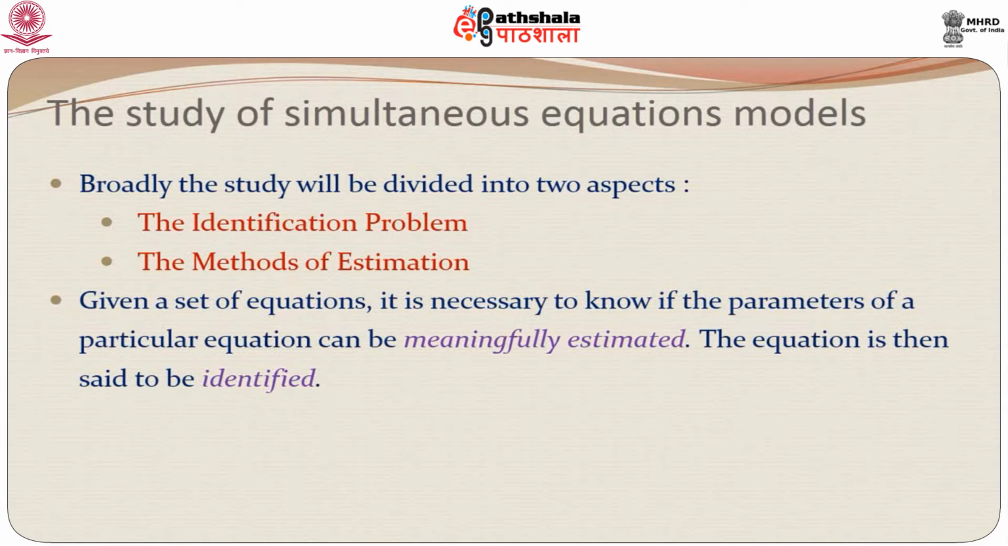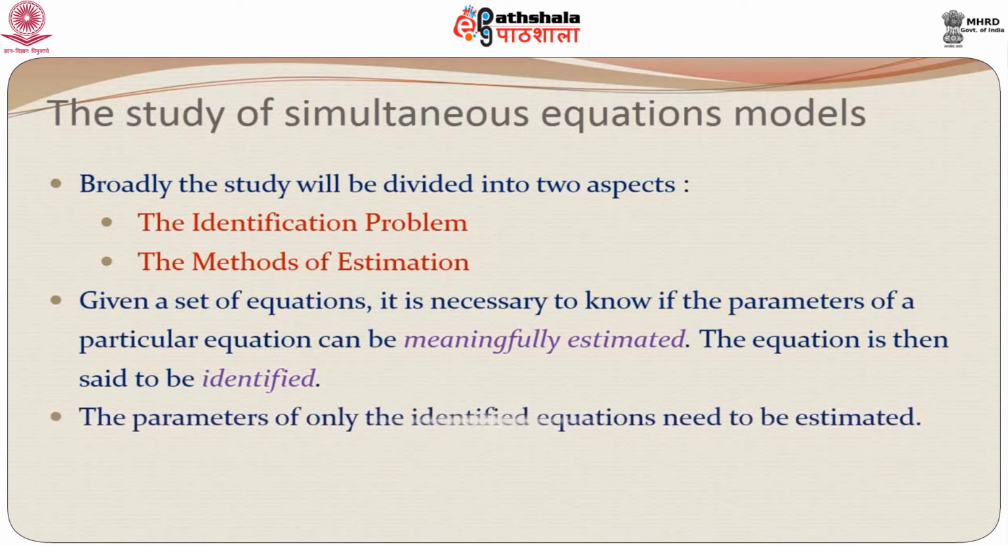Once we can do that, and when we have a set of G equations, we can only estimate the parameters of the identified equations, because these are the parameters which can be meaningfully estimated. So, identification comes before you actually go for estimation. You can estimate the parameters, but if you do not have identification, the interpretations would go absolutely wrong.